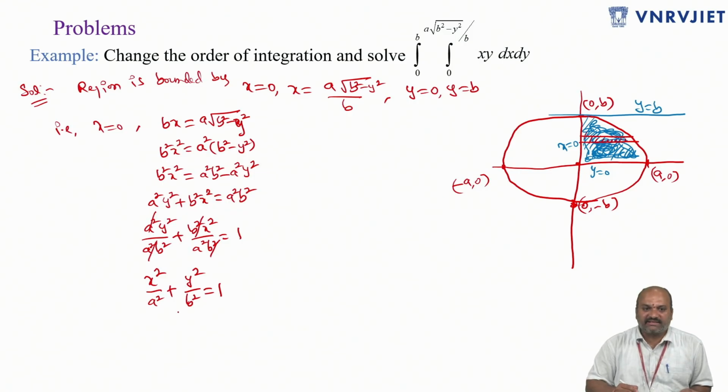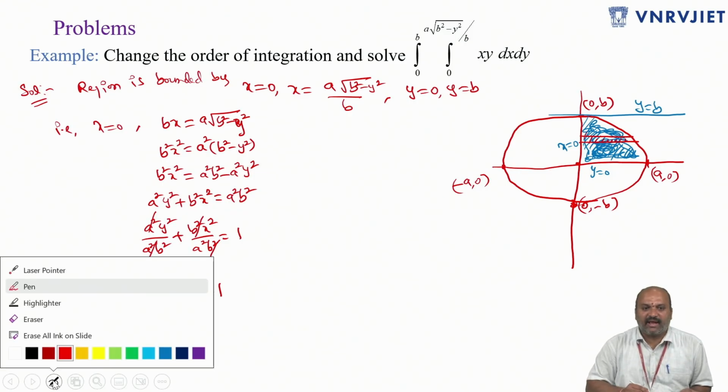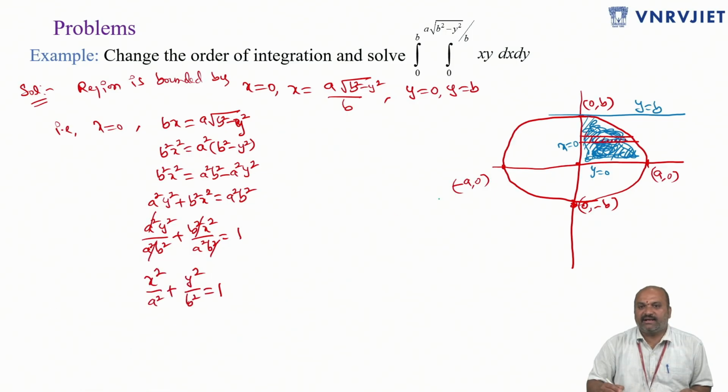But here we are changing the order of integration, so we have to remove the horizontal strip from the picture and consider a vertical strip in the region. I am considering the vertical strip now, identifying it with green color. Now identify the new limits. The new limits I am writing with green color.